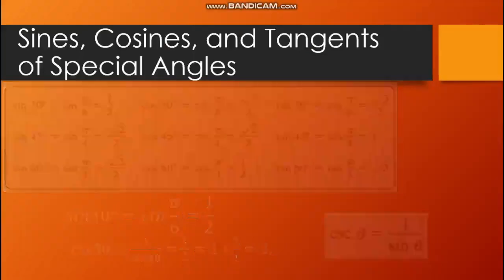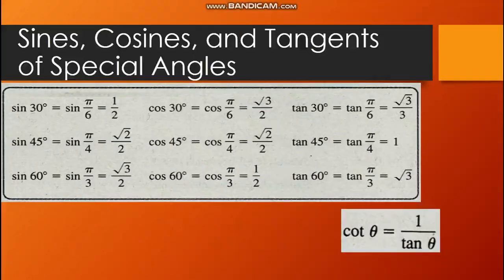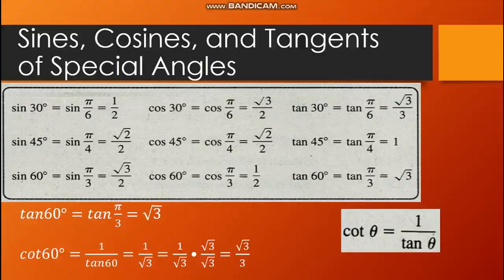Let me give you another example for finding cotangent of angle theta gamit yung ating reciprocal identity 1 over tangent theta. Let's say we are interested to find cotangent 60 degrees. So, gagamitin natin yung tangent 60 degrees. Okay? And that is equal to square root of 3. Pag na-reciprocal natin yon, that is 1 over tangent 60, that is the value of cotangent 60 degrees.